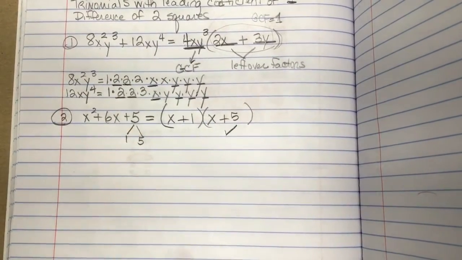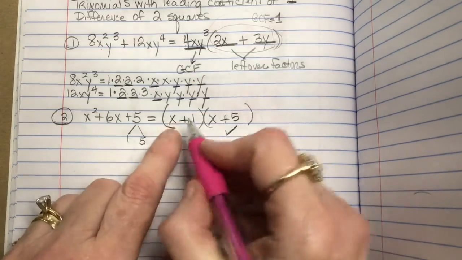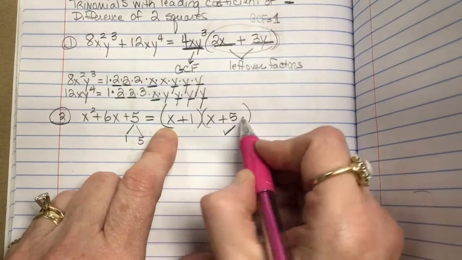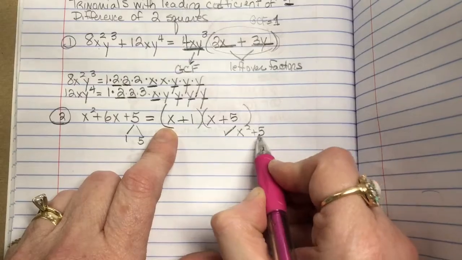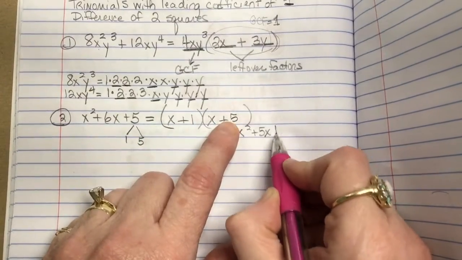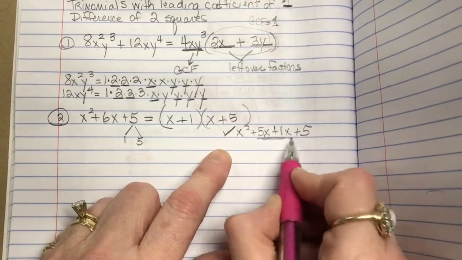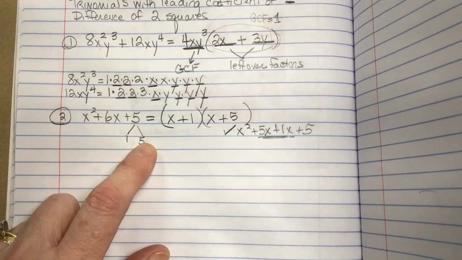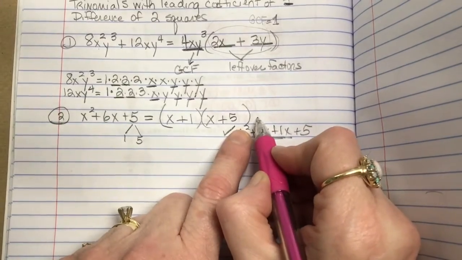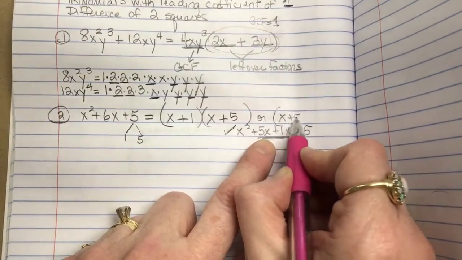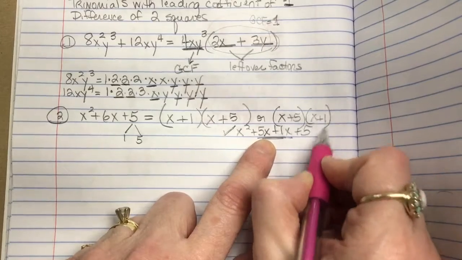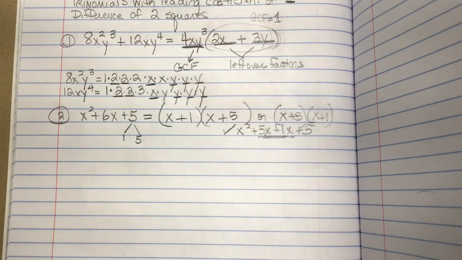Now, I'm not a big proponent of checking because most people just rewrite the problem. But let's literally check it. X times the x plus 5 is x squared plus 5x. And the 1 times the x plus 5 is 1x plus 5. And when you add those together, there's your x squared plus 6x plus 5. Now I have a question for you. Could I have written it as x plus 5 times x plus 1? They can still multiply the same because multiplication is commutative. You can multiply both ways.